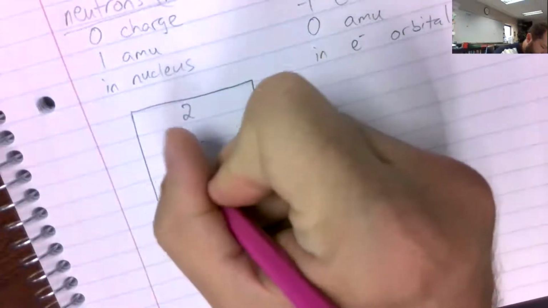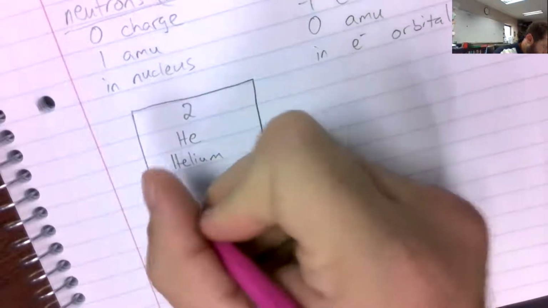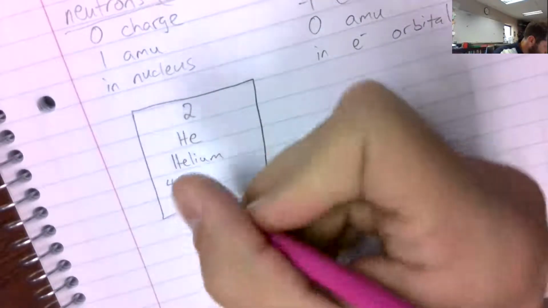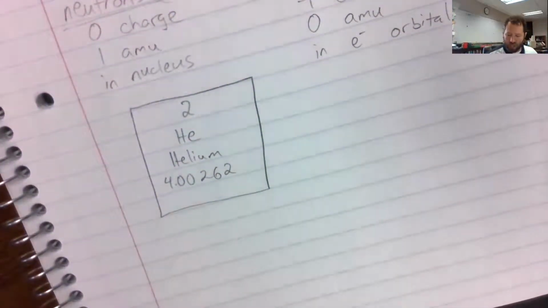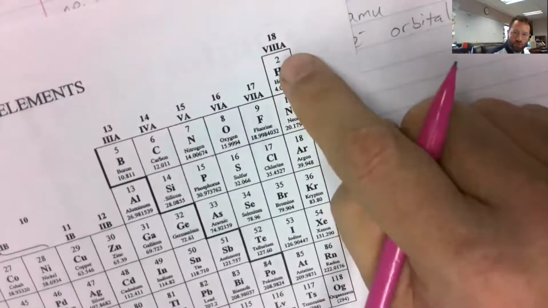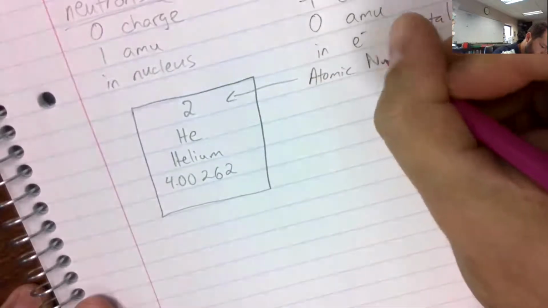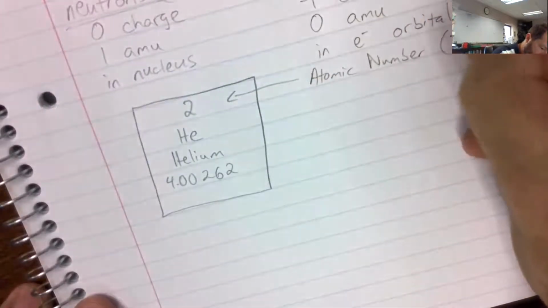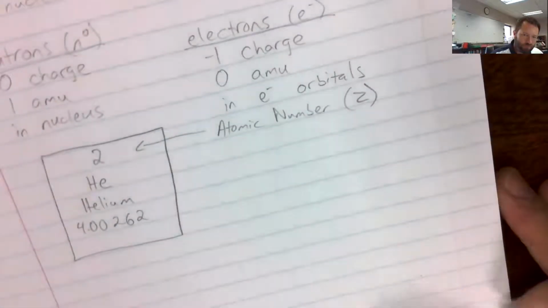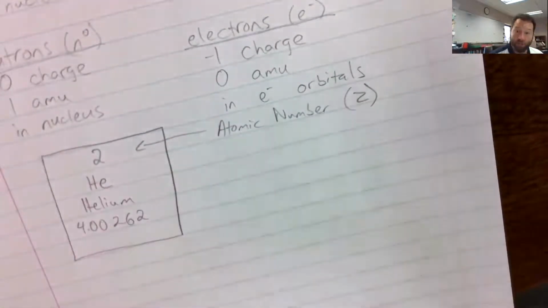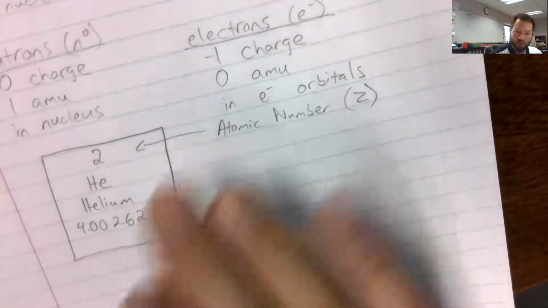On the periodic table, then, we're going to take a look at some of the things you'll find. So this is what one square looks like. In fact, here is that square. So the 2, He, helium, 4.002262. Starting off right here, this is what we call the atomic number. And we symbolize it as Z. It also has a different meaning. It's also the count of protons.